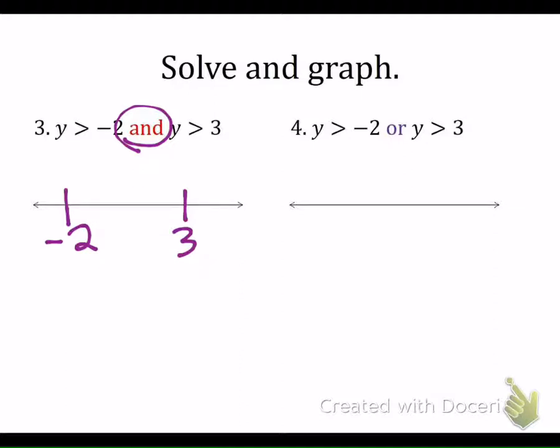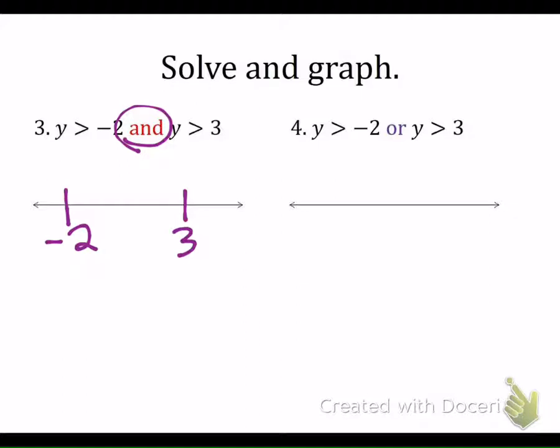Yeah, 4 would make them both true, right? So don't write this. I just want to show you. This graph would be going this way, and this graph would also be going this way. So what part of our number line makes both of those inequalities true? Everything beyond 3. Everything to the right of the 3.